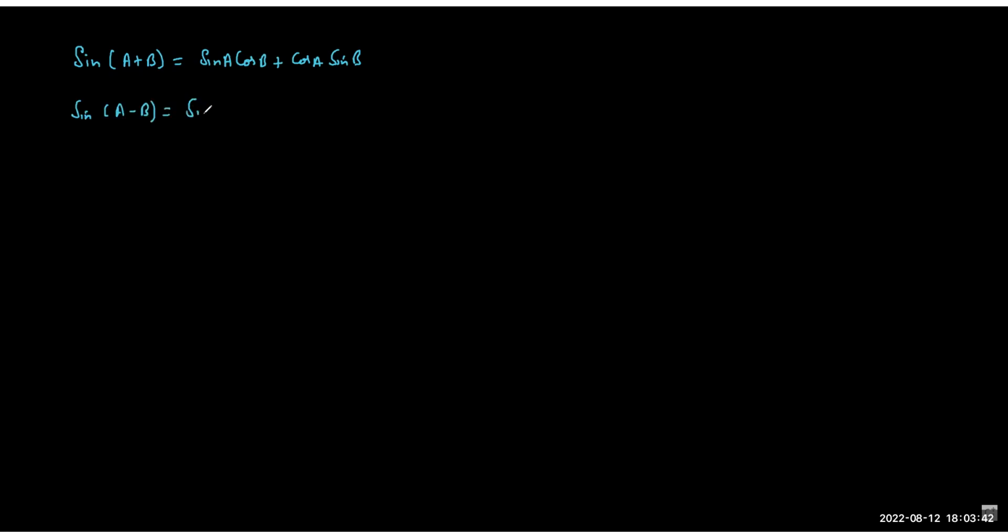You can always write this as A plus minus B, right? And then you can apply the plus formula. So the only thing is the B we can replace by minus B. And if you replace B by minus B, what will happen? So it will change something, it will not change something. So this will become sine of A cos of minus B plus cos of A and sine of minus B. And in the last lecture we derived something.